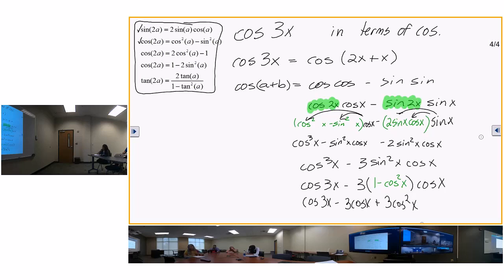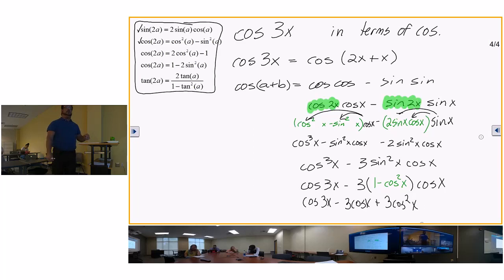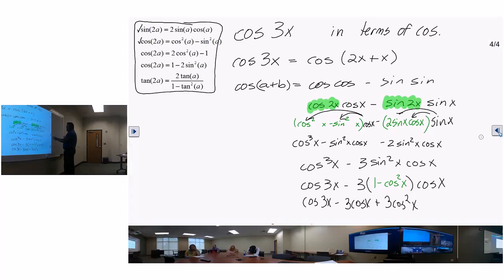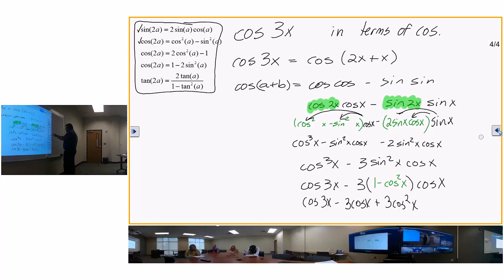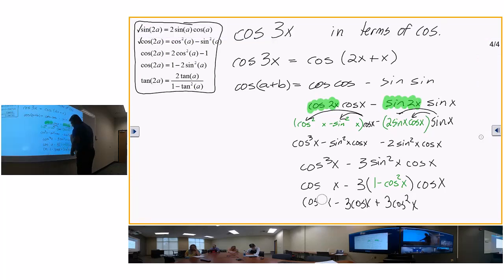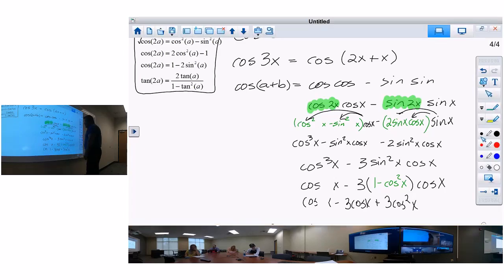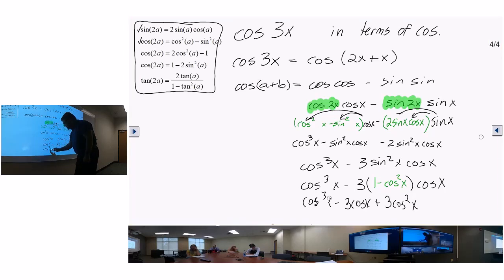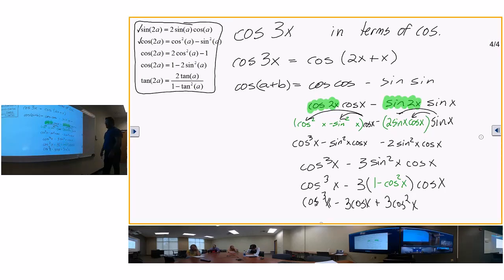Or let's see. That's supposed to be a cube. Sorry, I messed up. My cosine cubed x mutated into cosine of 3x. Y'all see that? You can't have that. Okay, that's called a morph. Cosine cubed x. There we go. Can't let it morph into cosine of 3x.